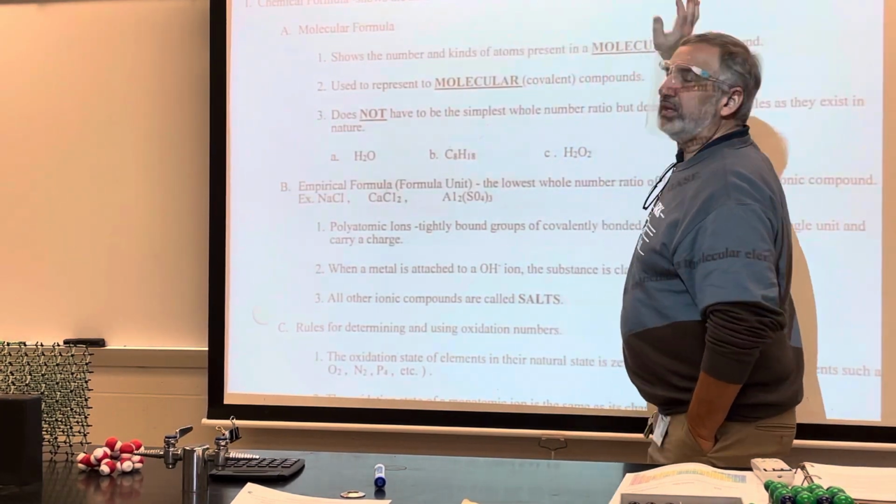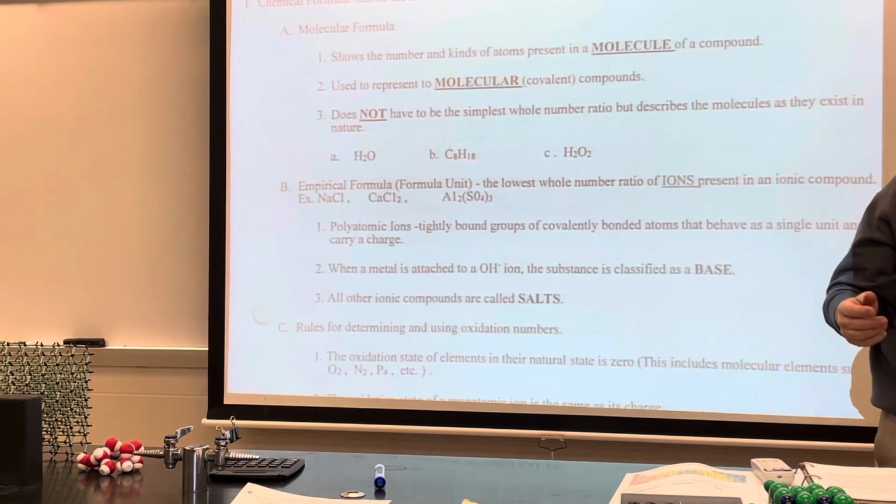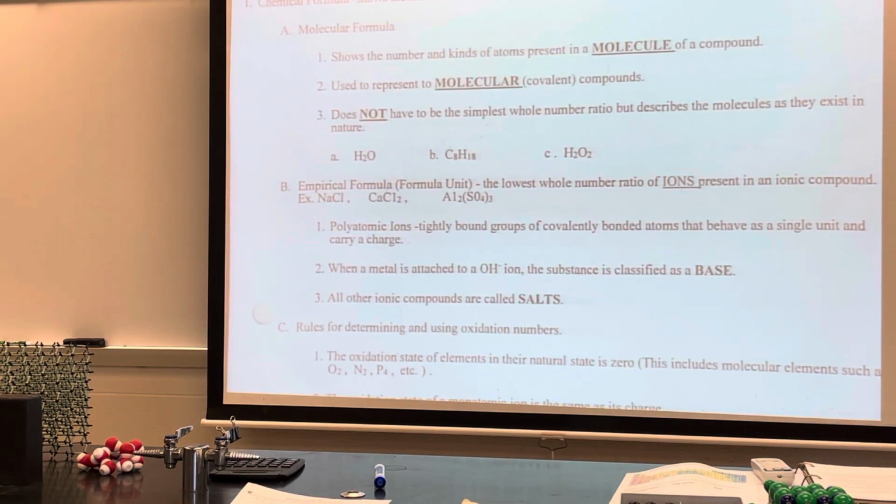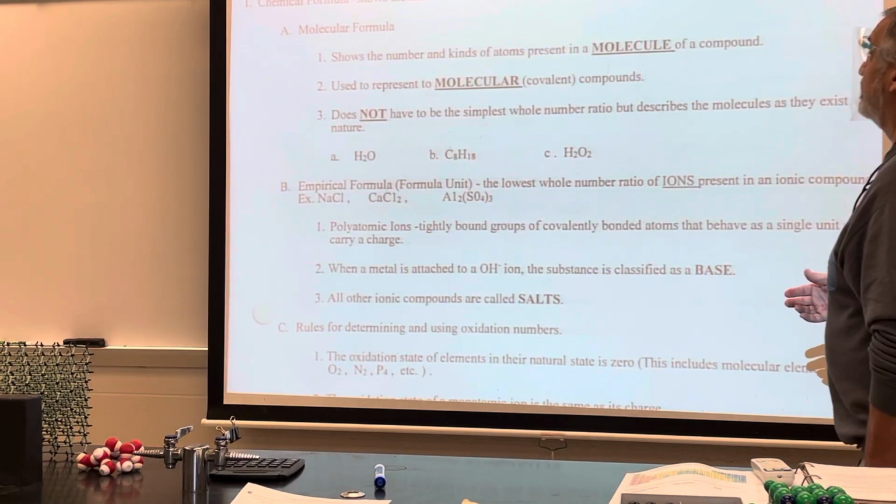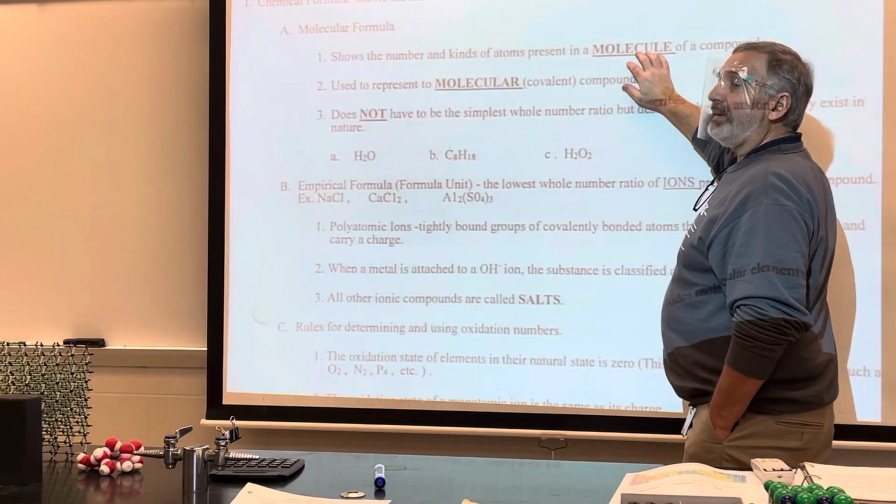A chemical formula just tells me, if I say H2O, that there are 2 hydrogens and 1 oxygen. C6H12O6 is glucose: 6 carbons, 12 hydrogens, 6 oxygens. It tells me what atoms are present and how many of each one. So a molecular formula tells me what's present in a molecule.